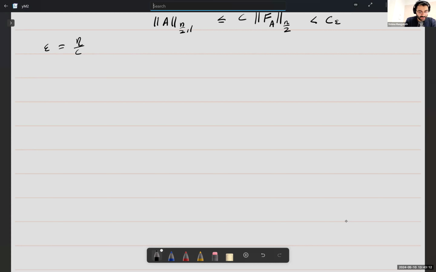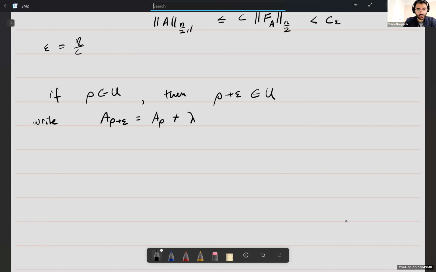So what we're trying to do now is show that if rho is in U, then rho plus epsilon is in U. Okay, so let's write rho plus epsilon as rho plus some one form lambda, the algebra valued one form lambda. Now, if lambda is small enough, we want to prove that we can solve the equation for a gauge transformation.